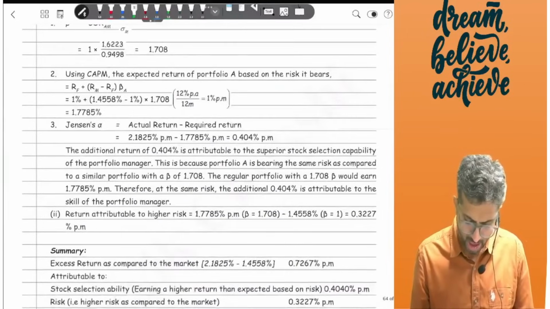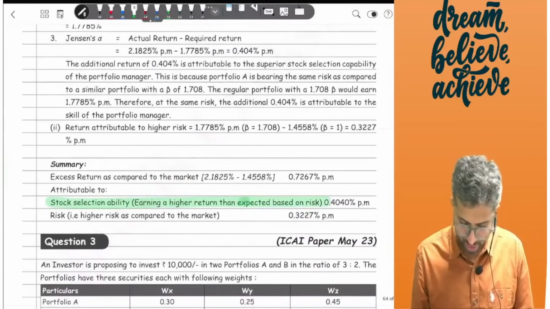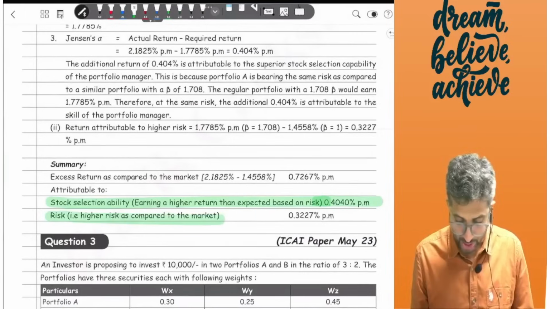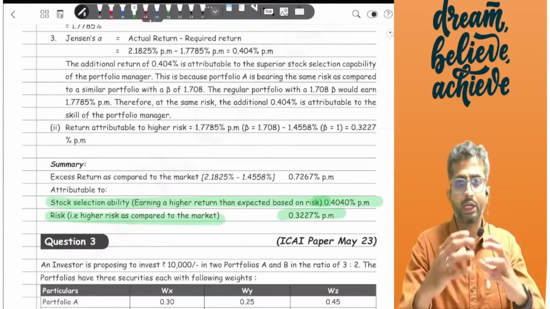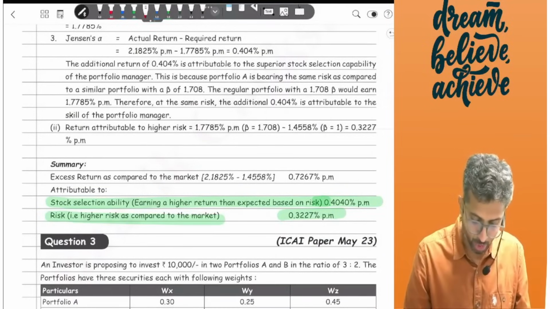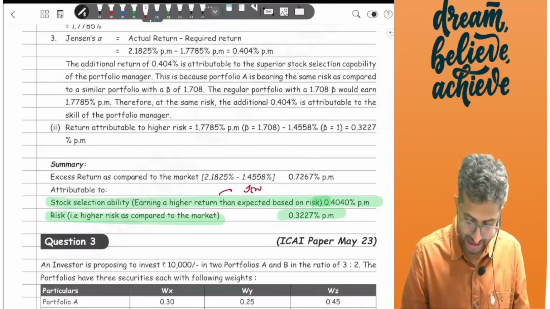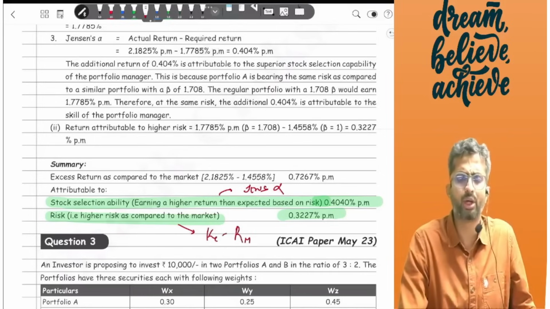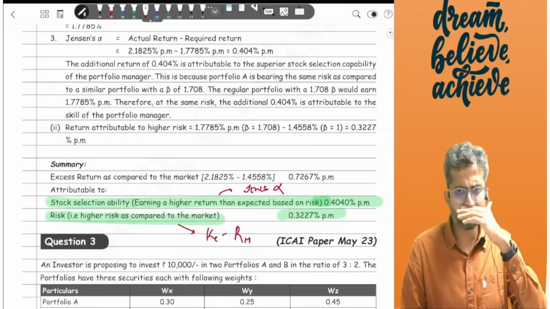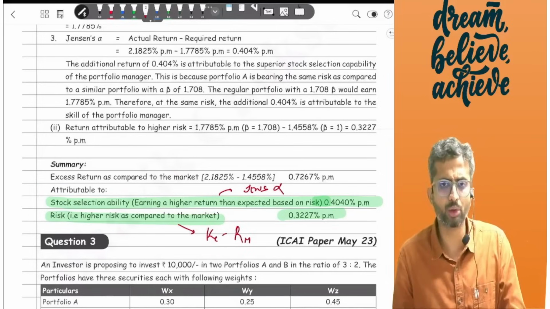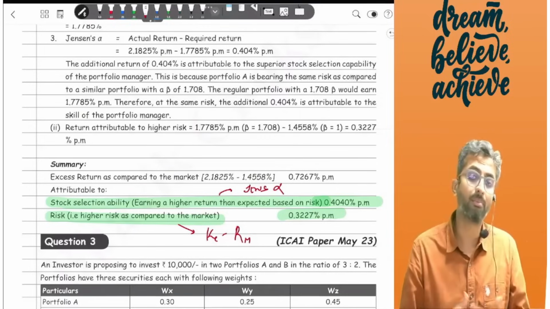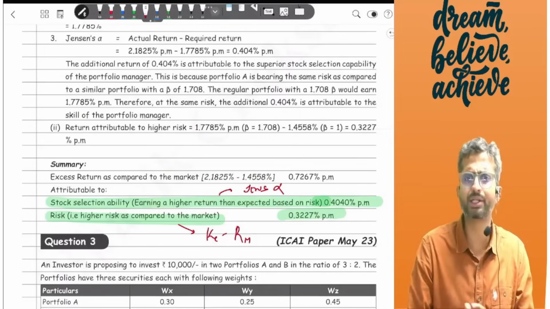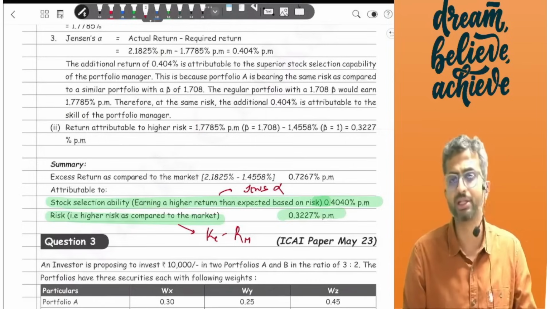So over here, return attributable to stock selection is 0.404, to risk is actually 0.3227. Your skill, remember, return attributable to the skill will be nothing but Jensen alpha, and return as compared to the risk will be nothing but your, let's say, required return minus the return of the market. You are saying that you are getting 1.778 at a 1.7 portfolio beta, but market is giving only 1.45, but that is because market is a lower risk, you have a higher risk, and that is why there is a difference.